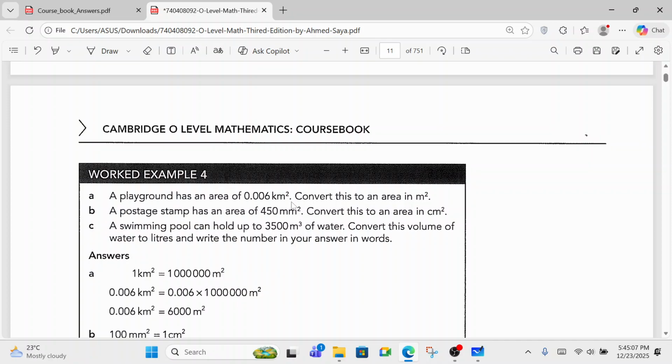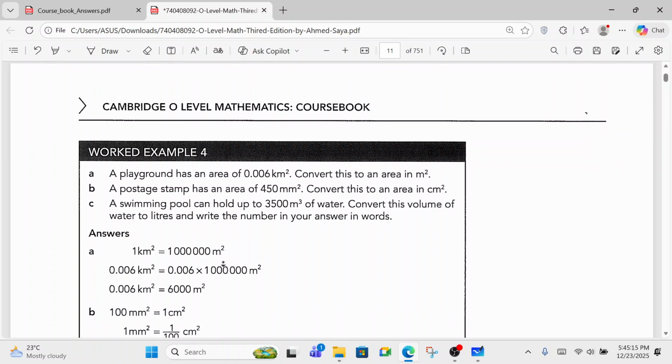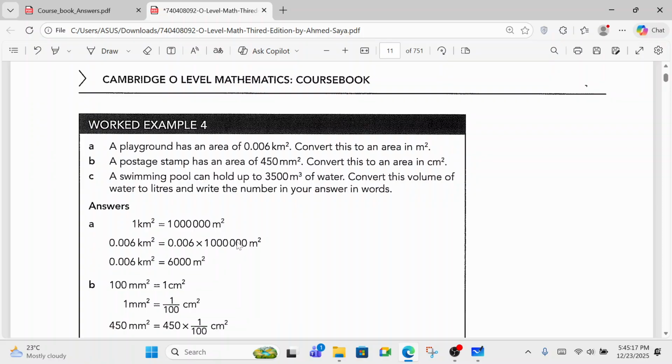A playground has an area of 0.006 kilometers square. Convert this into an area in meters square. So 1 kilometer square equals 1 million meters square. So 0.006 kilometers square equals 0.006 times 1 million meters square, and 0.006 kilometers square equals 6,000 meters square.